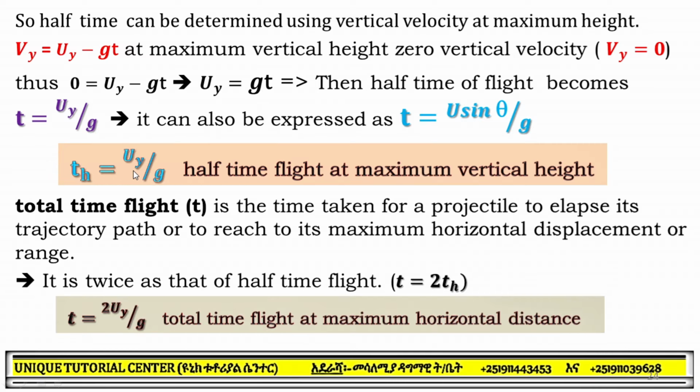This is half-time of flight. The total time of flight is the time required for the projectile to complete its trajectory, the time to reach the maximum horizontal displacement, which is twice the half-time of flight. We know that half-time of flight can be expressed as u sine theta over g, or just the vertical initial velocity Uy over g. Twice Uy over g is the total time of flight for the maximum horizontal displacement.